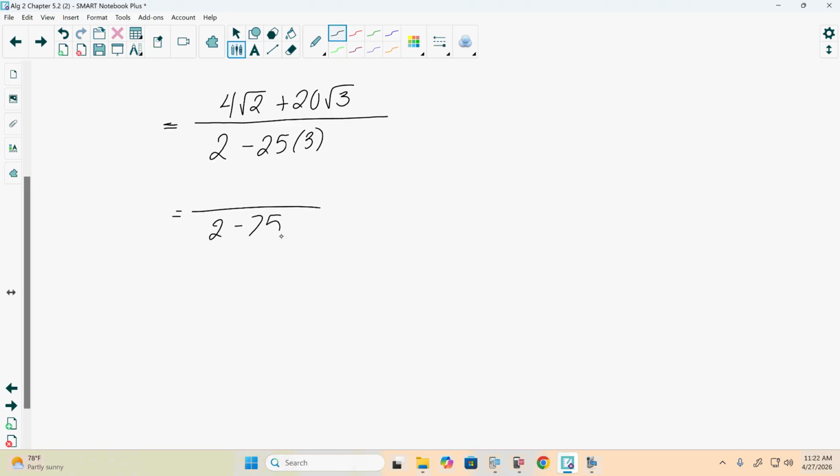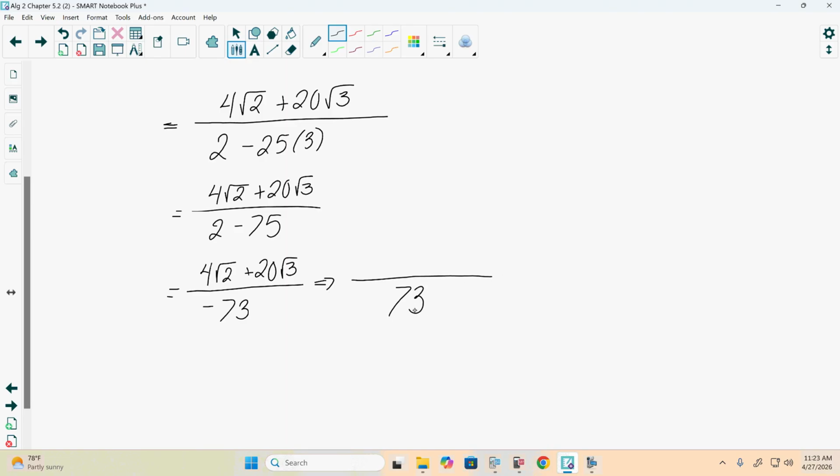25 times 3 is going to be negative 75. 2 minus 75 is negative 73. Now the calculator, what it's going to do is it's going to take that negative and factor it out of the denominator. It's going to pull it out of that denominator and multiply it through the numerator, giving us negative 4 square roots of 2 minus 20 square roots of 3. It does this so that we don't necessarily have a negative on the bottom of the fraction. Might leave it there, it might not.